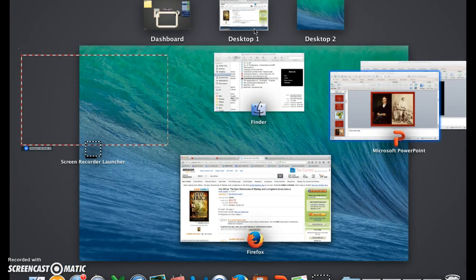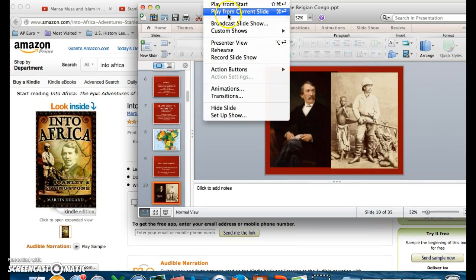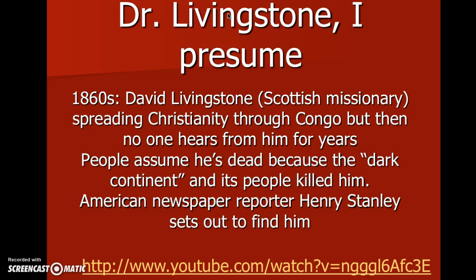But anyways, he goes into Africa to find Dr. David Livingstone, and he does, successfully. They have this famous encounter. People assume he's dead, but Henry Stanley finds him and says these famous words, Dr.